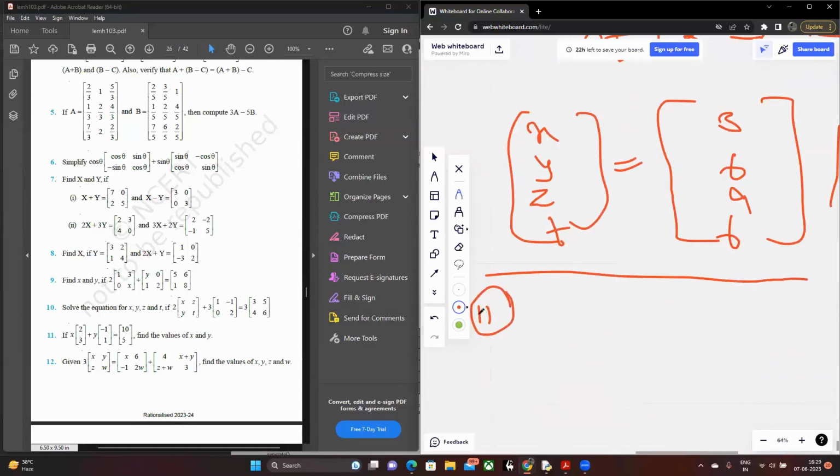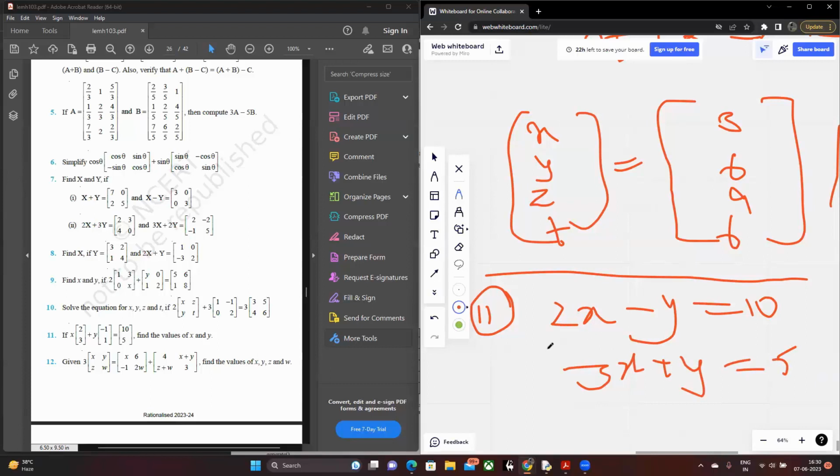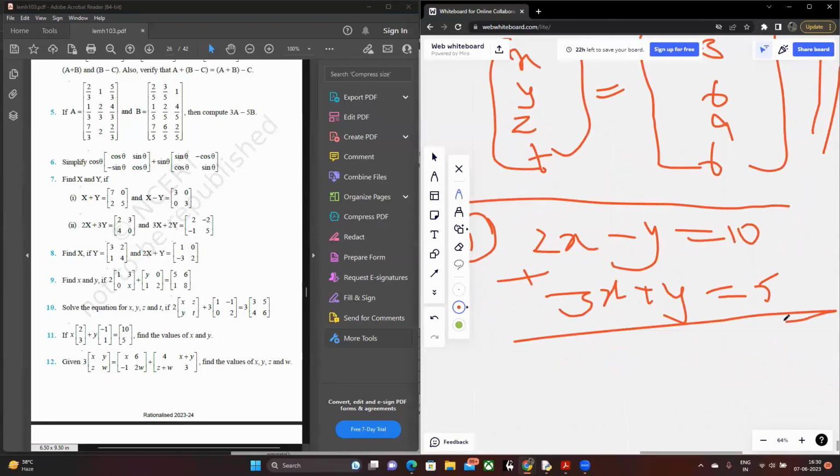Question number 11. x times (2, 3) plus y times (minus 1, 1) is (10, 5). Find the values of x and y. So basically this linear equation is 2x minus y is equal to 10. You have 3x plus y equal to 5. Add these both, you basically get 5x is equal to 15, so x is equal to 3.